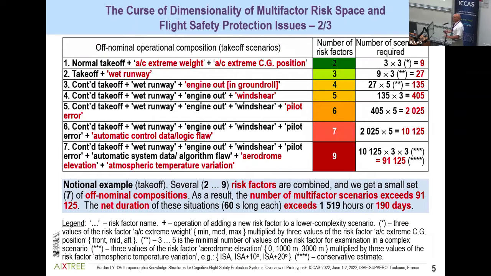This is a simple example to demonstrate how, by combining even several risk factors together, we get maybe nine operational compositions, and yet we lead the process into geometric progression. And even this small subset of scenarios demands more than half a year to study.